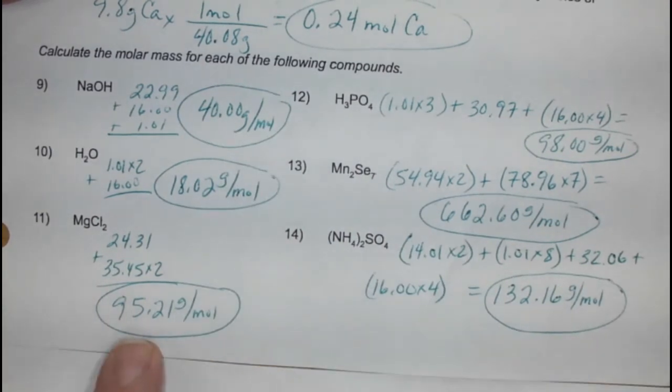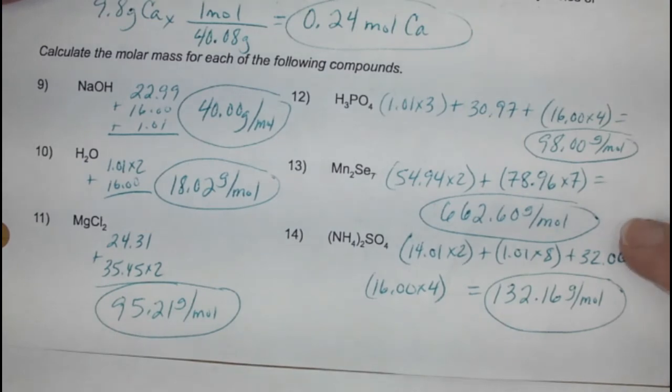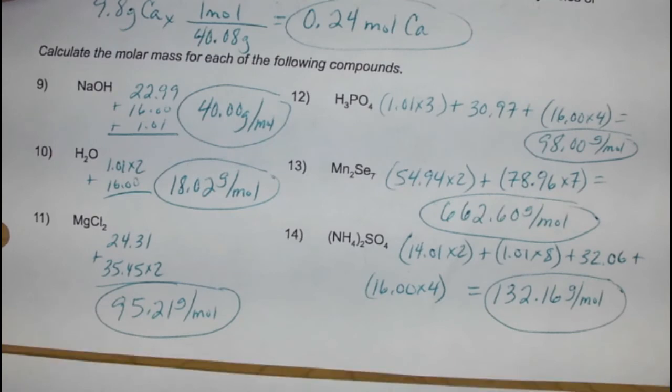95.21 grams per mole. I already gave 12. 13 is 662.60 grams per mole. And 14 is 132.16 grams per mole. Questions on any of those? You will get so good at finding the molar mass of stuff, you'll be able to do it in your sleep because you'll do it all the time.